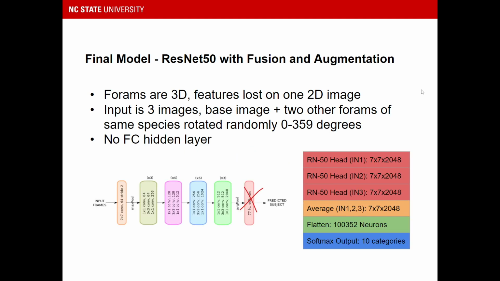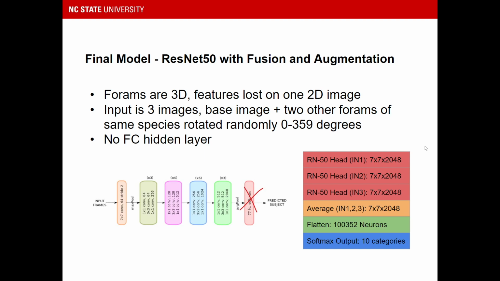For our final model, we used a ResNet 50 with fusion and augmentation. For this, we used 3 different images going into 3 different ResNet 50 heads. We used one normal oriented image of one species of Foram, and then we had 2 other images of the same species, rotated randomly, and we ran these through 3 different ResNet 50 heads, and then we averaged the feature maps, flattened them, and then put it through the softmax output.